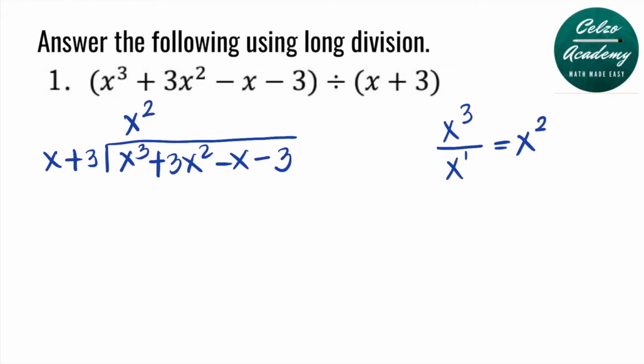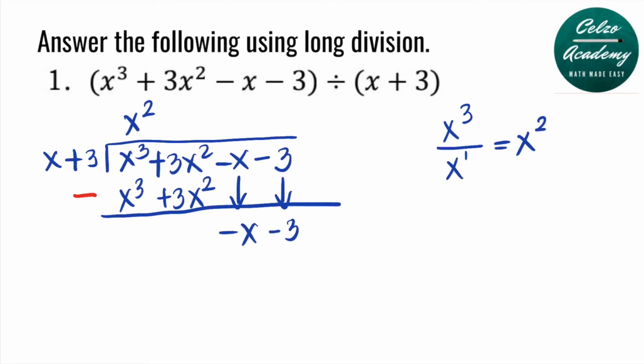Now we need to multiply the divisor x plus 3 by x squared. X squared times x is x cubed. X squared times 3 is 3x squared. Next, we need to subtract. X cubed minus x cubed is 0. 3x squared minus 3x squared is also 0. Notice here that both terms x cubed and 3x squared were cancelled out, so we will bring down both negative x and negative 3.